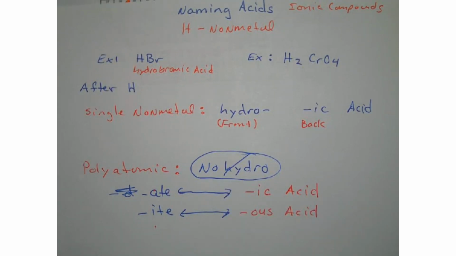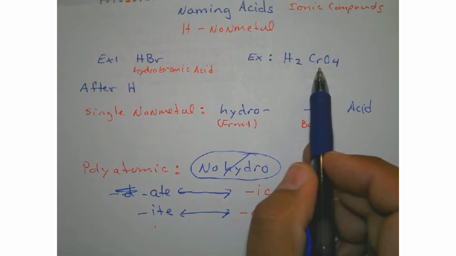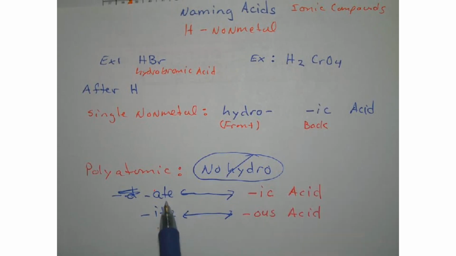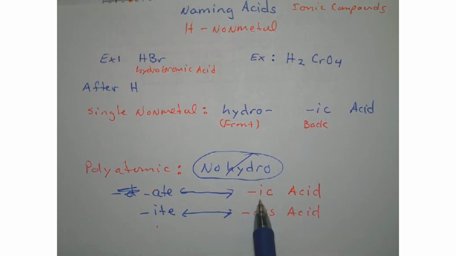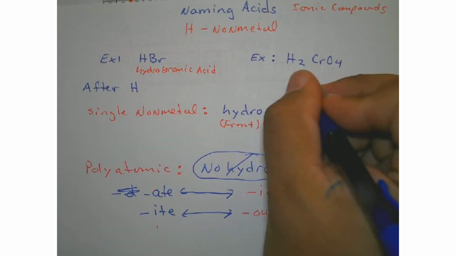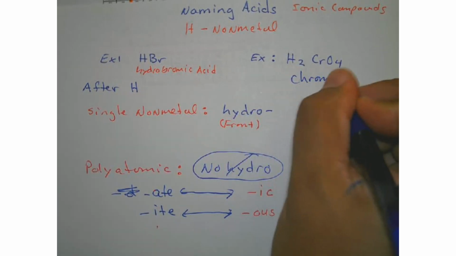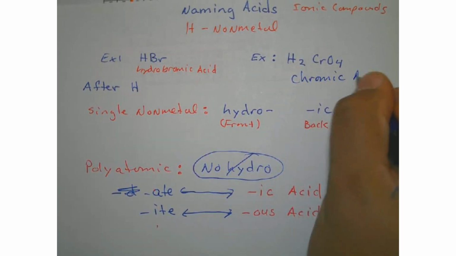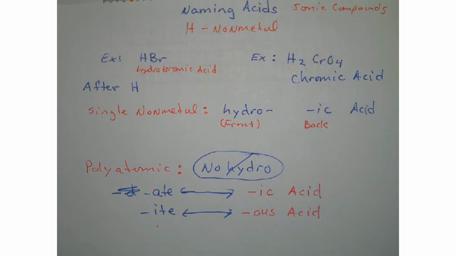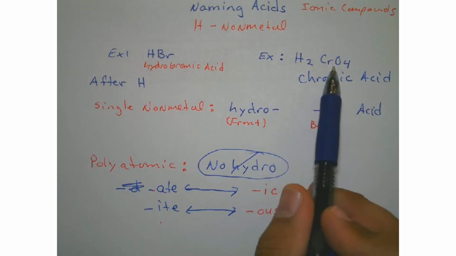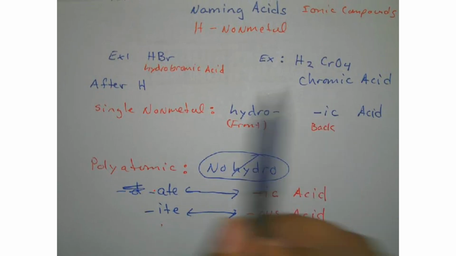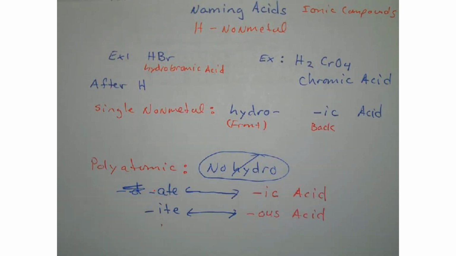So, let's name this polyatomic. It was chromate. Chromate ends in ate. So what do we turn that ate into? Ick. So this guy, chromate, becomes chromic, and then we write acid. So he is chromic acid. But we don't write hydro because we're dealing with polyatomics. We only write hydro if it's a single nonmetal after the H.